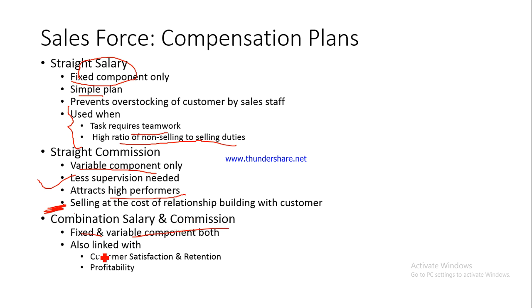Now please understand, this would mean that a particular portion of your salary is fixed, which means that despite your underperformance or despite your overperformance, you would be carrying a particular amount to your home for sure. However, there would be a variable component also, which would depend on how well you are performing. So there is a mix of the two, the fixed and the variable component. That is why it is known as a combination salary and commission plan.